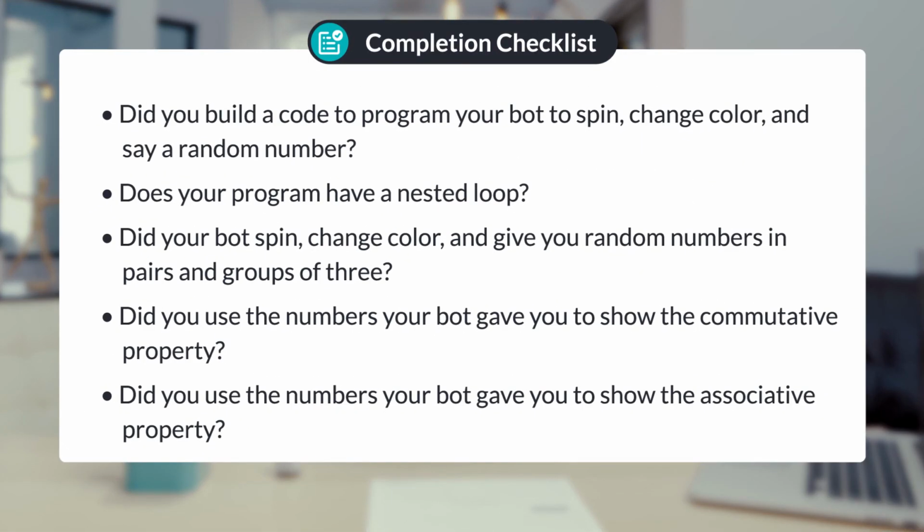Check that you have completed the activity. Did you build a code to program your bot to spin, change color, and say a random number? Does your program have a nested loop? Did your bot spin, change color, and give you random numbers in pairs and groups of 3? Did you use the numbers your bot gave you to show the commutative property? Did you use the numbers your bot gave you to show the associative property?